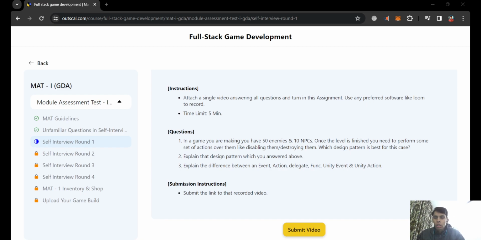So coming to the next question is, what are delegates, actions, func, and events and unity events and actions? So delegates is a C# type that represents reference to the methods. So it is used to create references to the methods and pass them around as parameters and store them in a data structure.